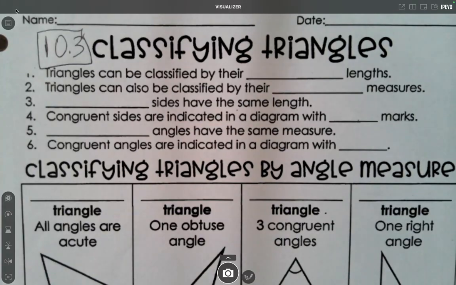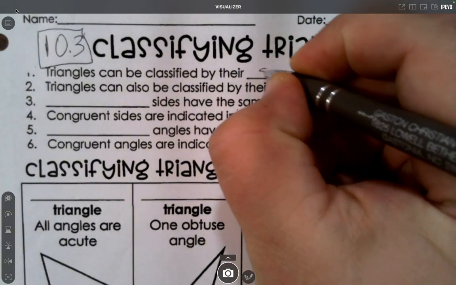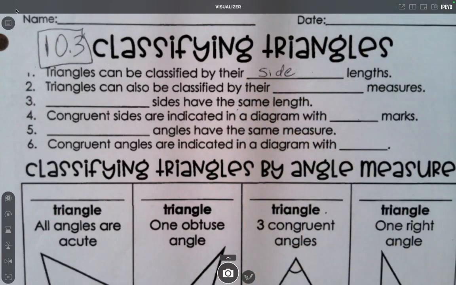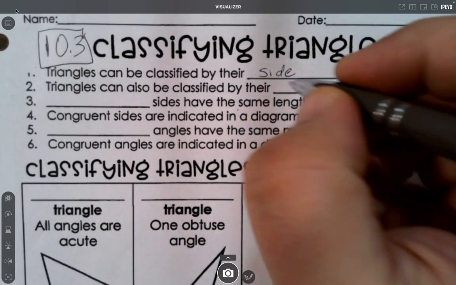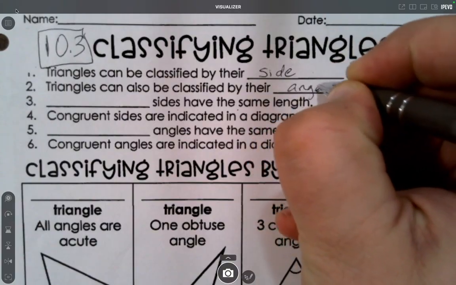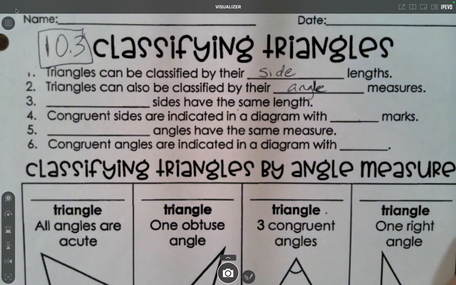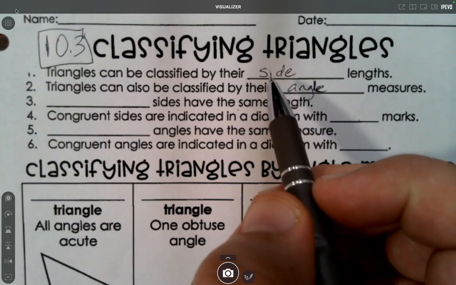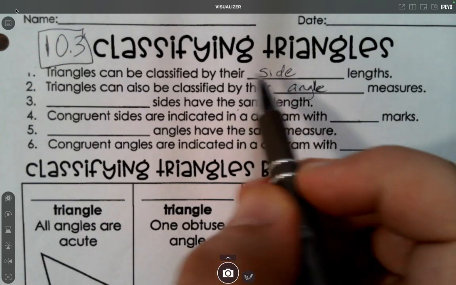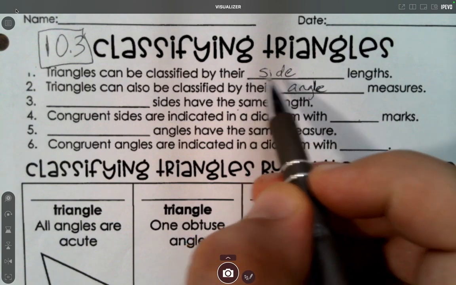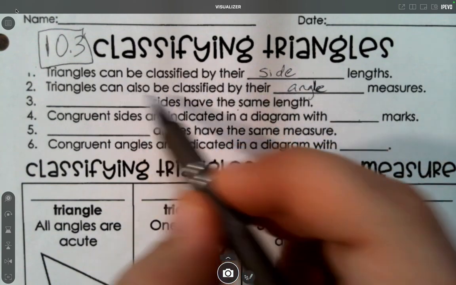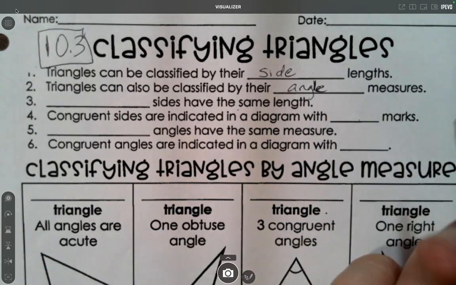Chapter 10, Section 3, we transition to triangles. So triangles can be classified in different ways. One way they can be classified is by their side lengths. Triangles can also be classified by their angle measures. This will be explained on the bottom part of this sheet. But basically, you just need to remember, one way we can talk about differences in triangles is by their side length. The other way we can talk about differences in triangles is their angle measures.